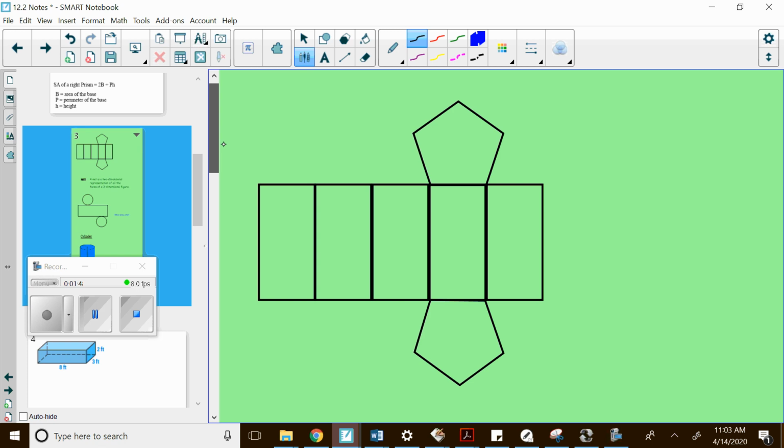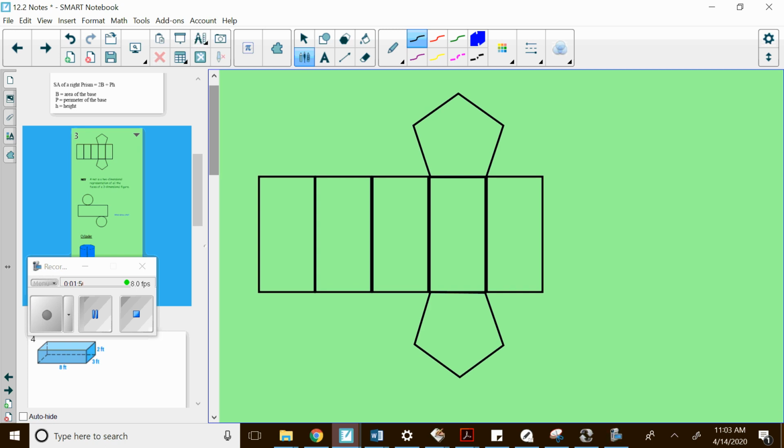Okay, so this net, some of you might have done this in elementary school. You made a net of a cube, and then you cut it out, and you taped all the squares together, and it made a nice cube. And so this would be a net of a pentagonal prism. The reason I have this laid out is that it's easy to see what makes up the surface area. You have a base and another base, so we have two pentagons that are going to be part of this surface area.